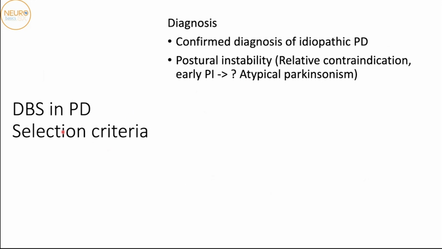Now, with DBS and PD, the important selection criteria, as we discussed, is to make sure that the patient has idiopathic PD and also to rule out postural instability. Postural instability is actually a relative contraindication. And if a patient has early postural instability, it could indicate the presence of atypical Parkinsonism rather than idiopathic PD.